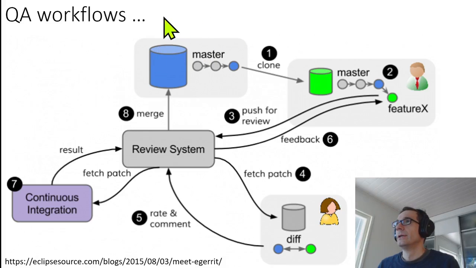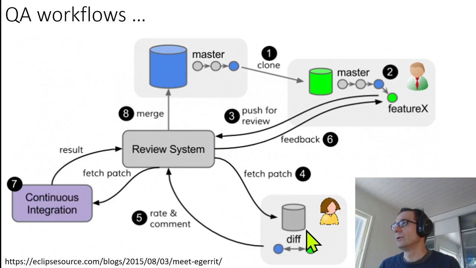So let's assume that there is a developer that wants to implement a feature. First, they take the master branch or the trunk and clone it to their own computer. Then under their own version control they implement feature X. Once this feature is complete, they push it for review under the review system.